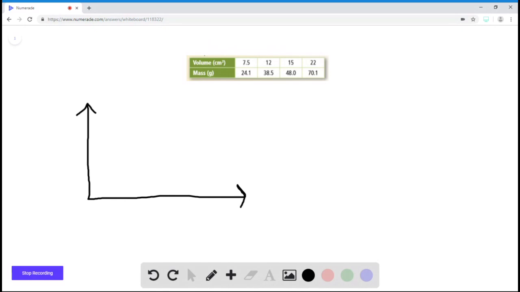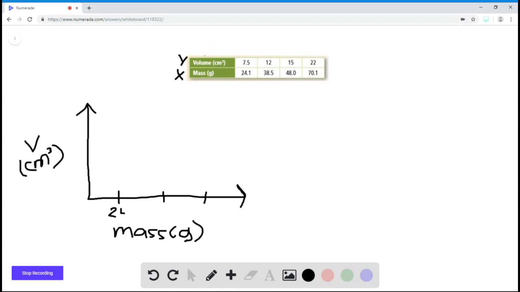It says graph mass versus volume, so we'll put mass on our x-axis and volume on our y-axis. So we'll call this volume in centimeters cubed, and we'll call this mass in grams. So our mass has a highest value of around 70.1, so you can just kind of break up the increments. Doesn't really matter how you do this.